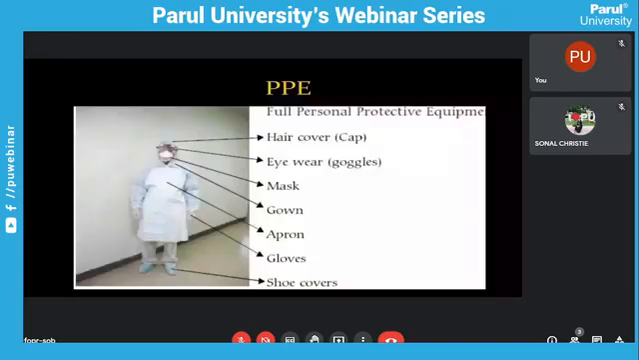This is a picture of full personal protective equipment: hair cover, eyewear, mask, gown, apron, gloves, and shoe covers.